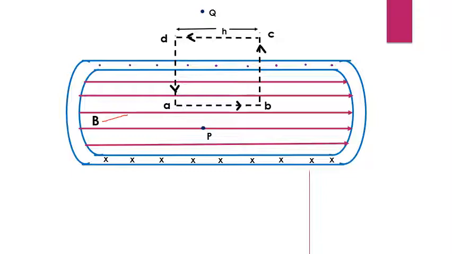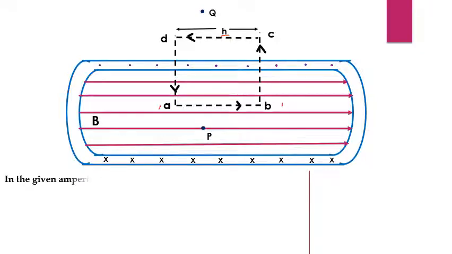Now we take an Amperian loop which has been labeled as ABCD. For this rectangular Amperian loop, the length of sides CD and AB has been assigned as h. Our point Q is situated outside the solenoid, and point P is situated inside the solenoid. We are interested in determining the field inside the solenoid, so let us do it.